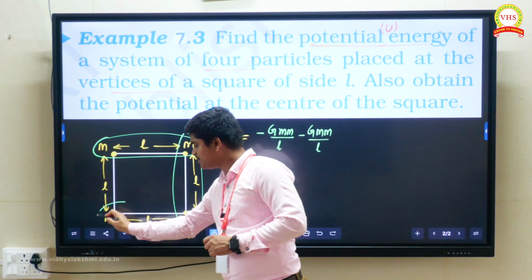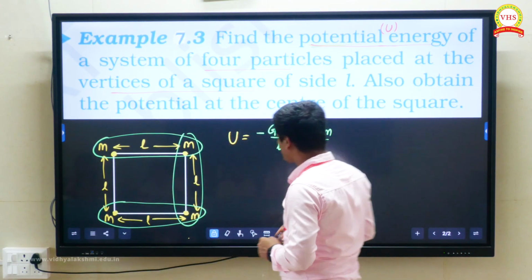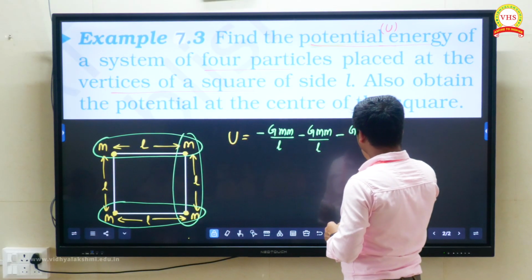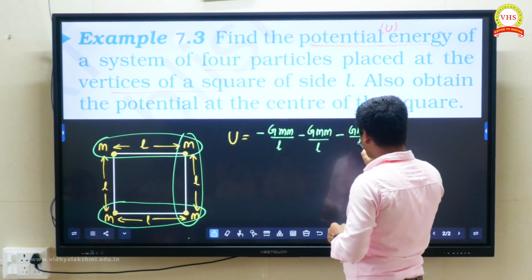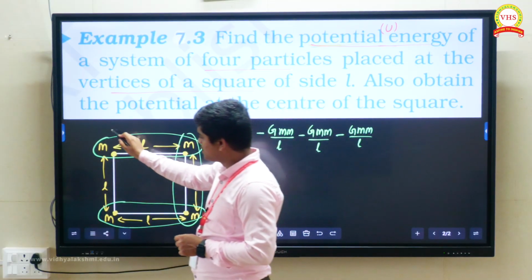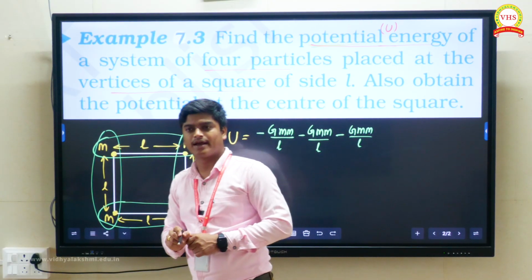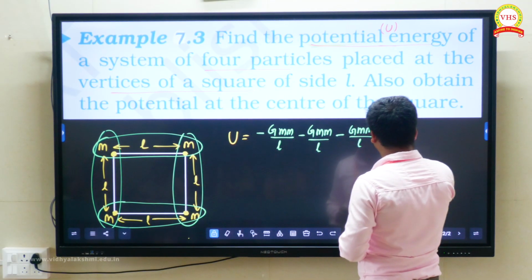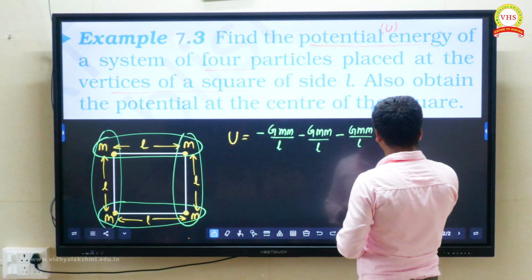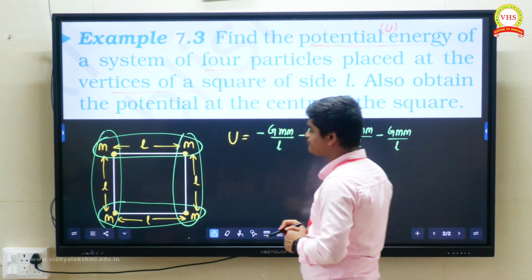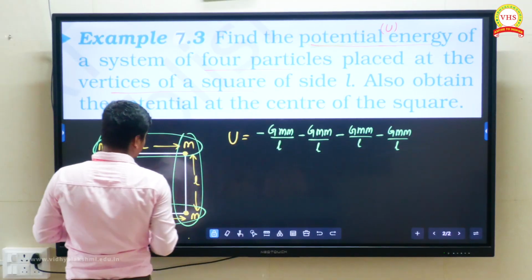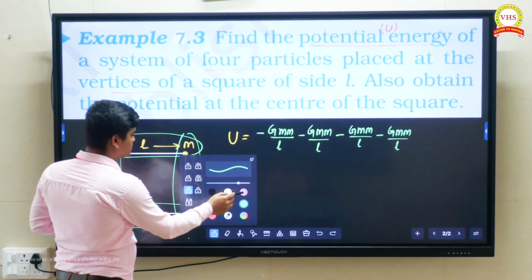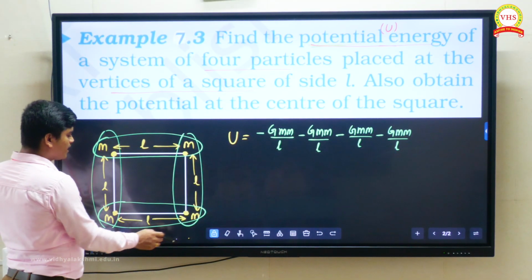Now if I consider these 2 masses, what will I write? Minus G m m by L. And if I consider these 2 masses, again minus G m m by L. Now, is any other pairing possible? Yes. How? Diagonally it is possible.